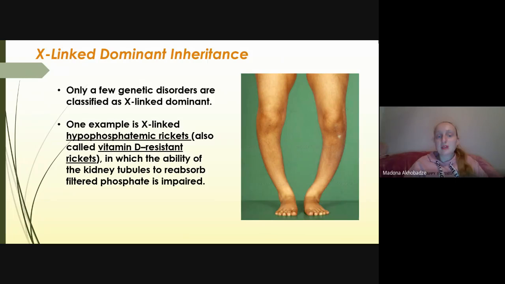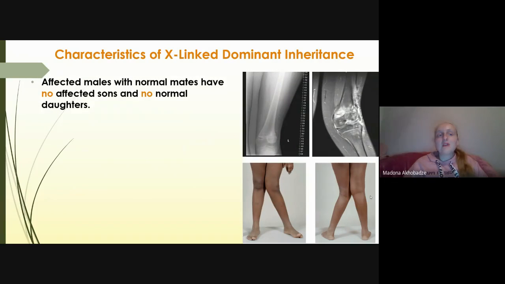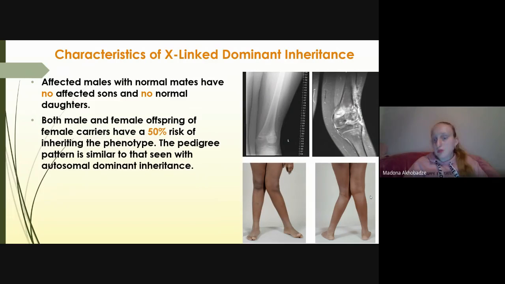hypophosphatemic rickets, vitamin D resistant rickets. This is the O-shaped rickets, and this one is X-shaped rickets because of the deformities. Affected males with normal mates have no affected sons and no normal daughters. So all the daughters are affected, all the sons are healthy. Both male and female offspring of the female carriers have a 50% risk to inherit the phenotype.